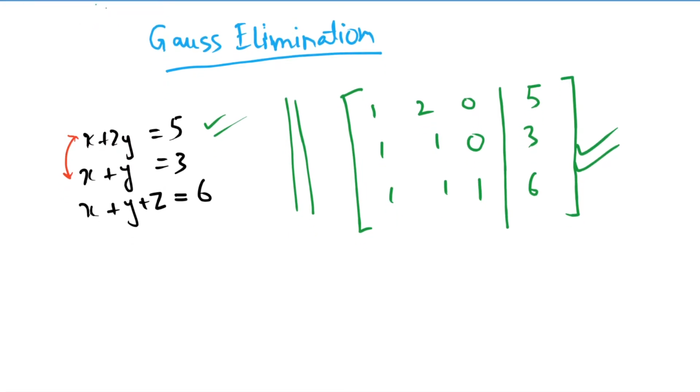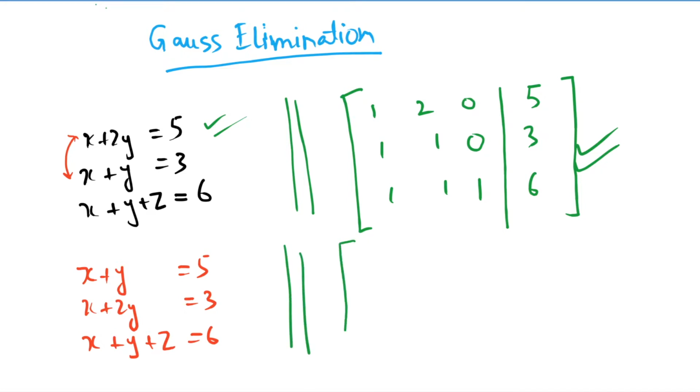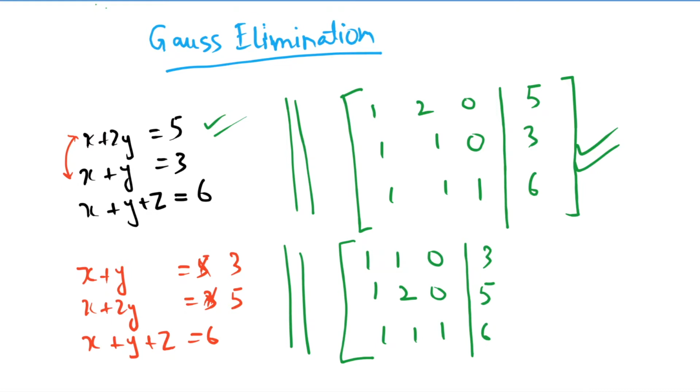If I interchange the first and the second row, the linear system of equations now becomes x plus y is equal to 5 and x plus 2y is equal to 3 and x plus y plus z is equal to 6. And the augmented matrix will now be 1, 1, 0 and 1, 2, 0 and 1, 1, 1, and put a bar. So I made a mistake here. When I interchange these two equations, this becomes x plus y is equal to 3 and this becomes x plus 2y is equal to 5. So we finish writing the augmented matrix. This becomes 3, 5, 6 over here.